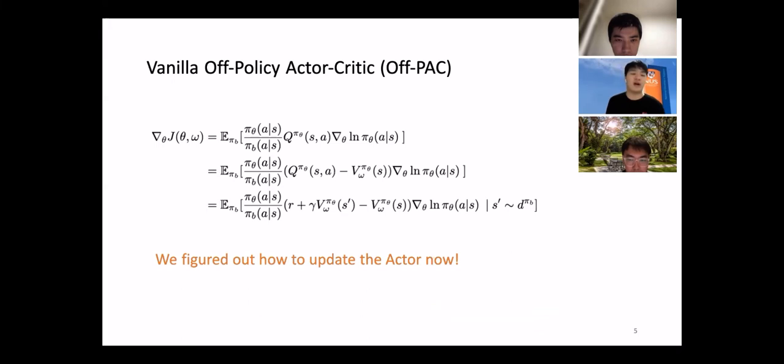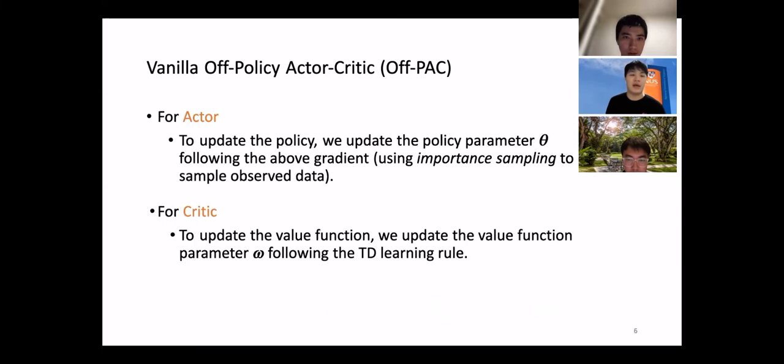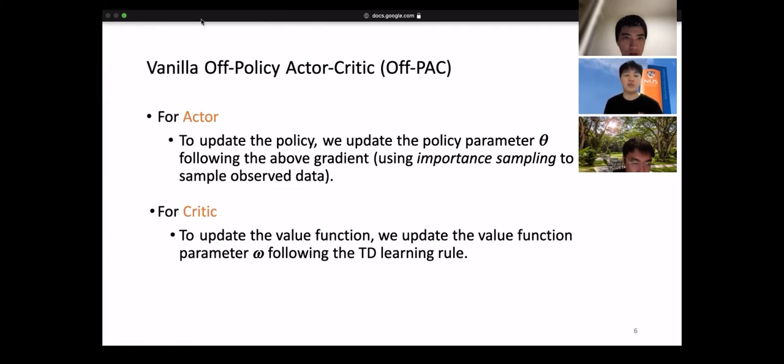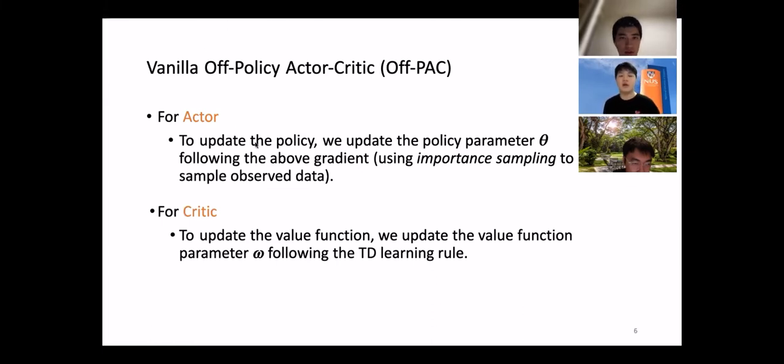So we have figured out how to update the actor now. And so now we can just do the update. For the actor, we update the policy parameter theta following the above gradient. We use importance sampling to handle the observed data. And for the critic, we just update the state value function. We update the value function parameter omega following the basic TD learning rule.